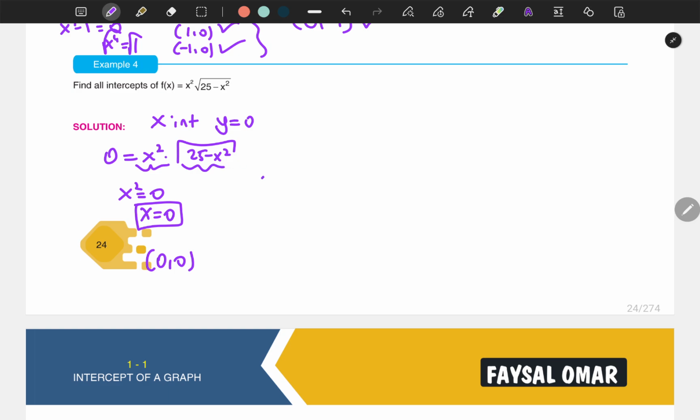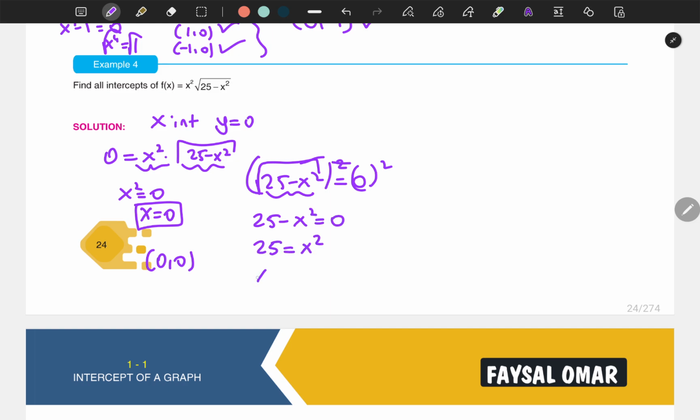But how about this? The square root of 25 minus x squared, if it is equal to 0. On both sides, I have to take the second power. The second power and radical sign are cancelled. Only the inside is left. 25 minus x squared is equal to 0. 25 is equal to x squared. x will be positive or negative 5, which means 5 and 0, negative 5 and 0, isn't it? So, this is for the x-intercept.